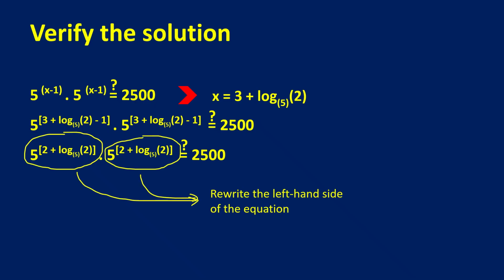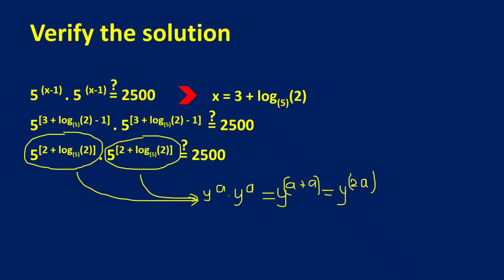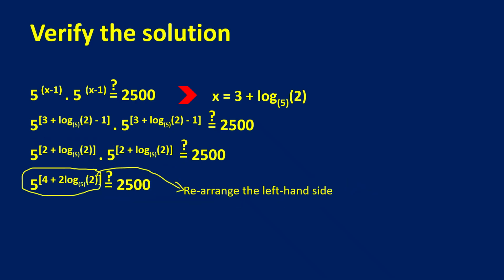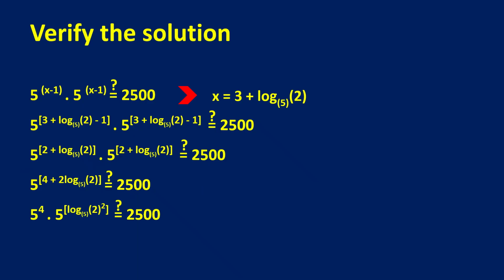Then we need to rewrite again the left-hand side of the equation. As you may recall this exponential relationship, y to the power of a times y to the power of a is equal to y to the power of a plus a, or it's equal to y to the power of 2a. There you go. Then we can rearrange the term on the left-hand side of the equation.